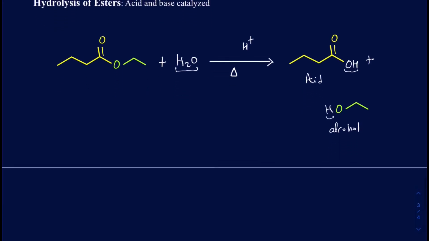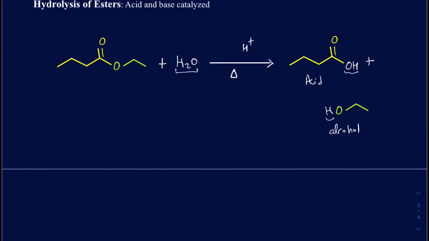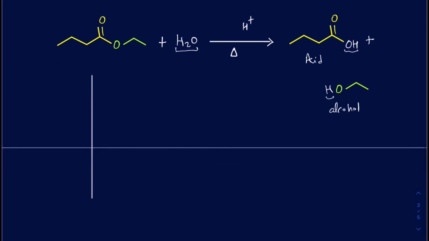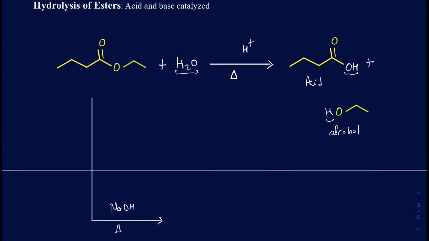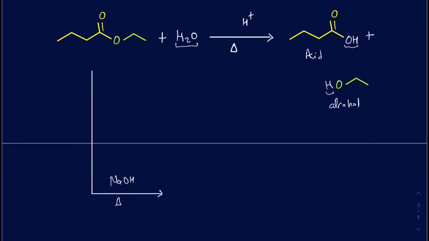Now you can also hydrolyze the esters under basic conditions. So let's assume I'm doing this particular reaction, but now I'm doing it under basic conditions. So I could use NaOH as my base, and I'm still going to be heating it up. So when I'm using the NaOH, I'm not going to be making the acid at the end. So the difference between an acid catalyzed and base catalyzed hydrolysis of an ester is what the end product is going to be.